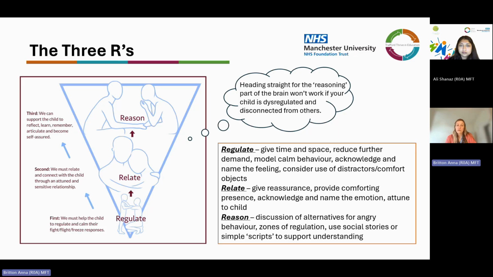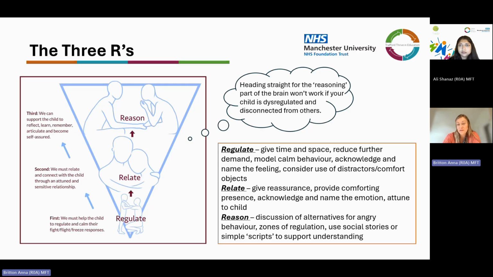And then we're able to move into the third R, which is reasoning. Now, reasoning is where we start thinking about reflecting on what's happened, problem solving, and taking actions or making plans for how to maybe do things differently if this happens again. That is going to involve their thinking brain. And so it's really important that they have come down from that crisis to a point of recovery at which they are able to rationalise again. If you jump into this stage too early, then you won't get very far.